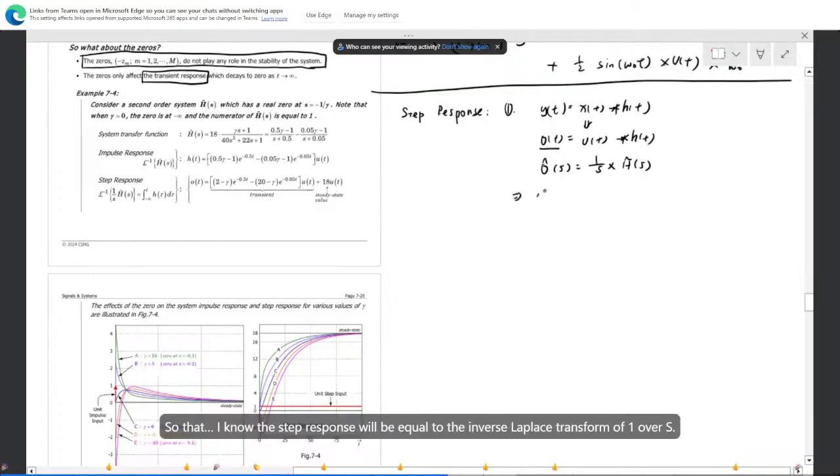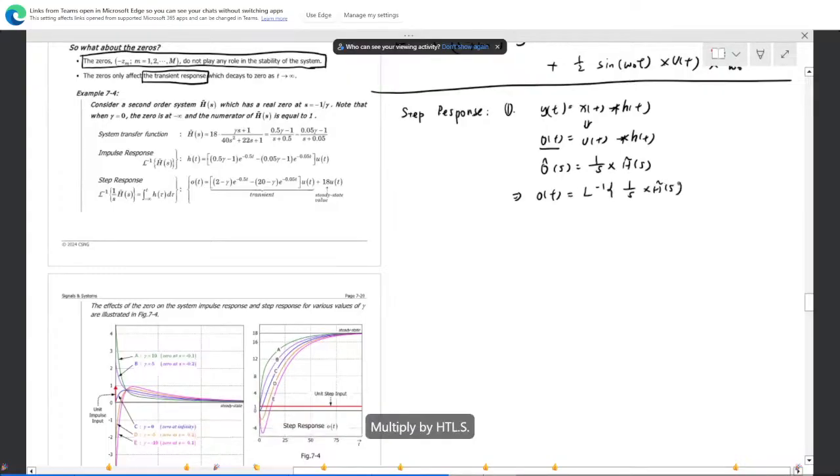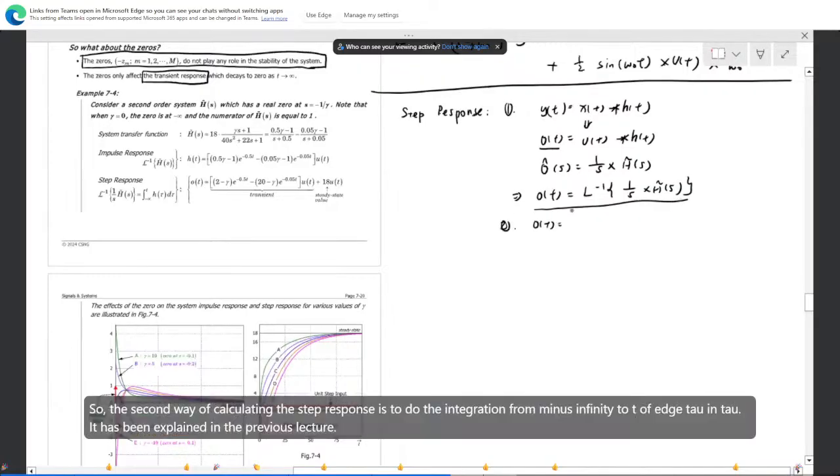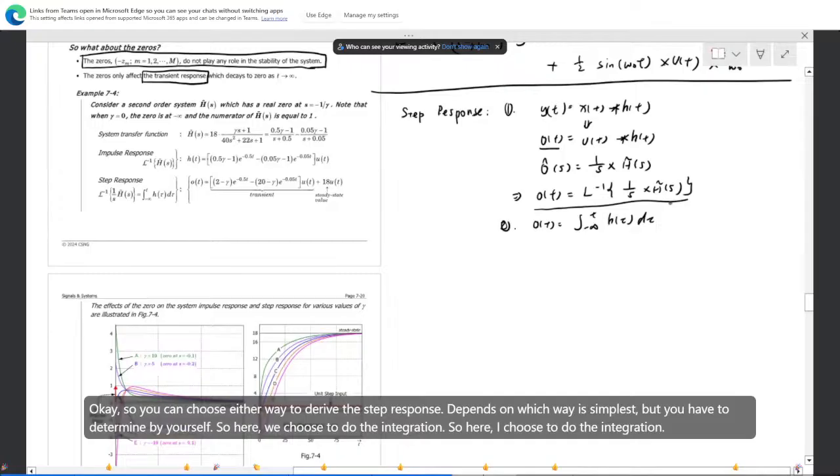So that I know the step response will be equal to the inverse Laplace transform of 1 over s multiplied by H(s). So this is one way to calculate the step response. The second way we've learned in the previous lecture. So the second way of calculating the step response is to do the integration from minus infinity to t of h(tau) d tau. It has been explained in the previous lecture. Okay? So you can choose either way to derive the step response, depending on which way is simpler, but you have to determine by yourself. So here I choose to do the integration.